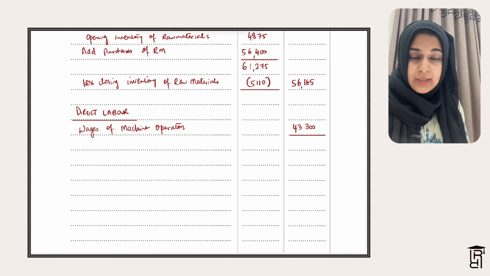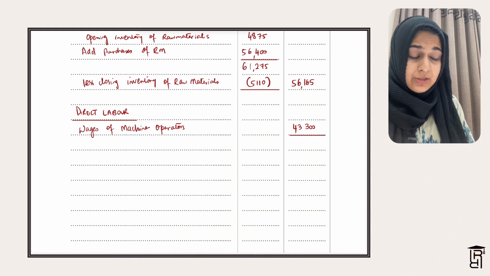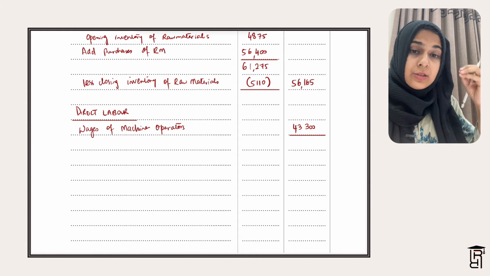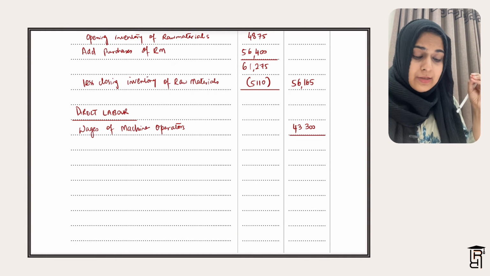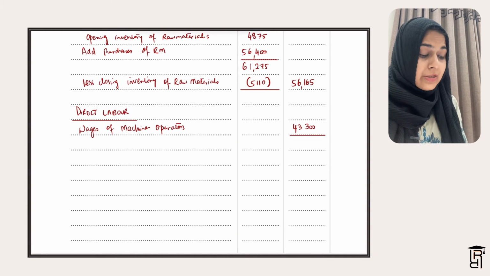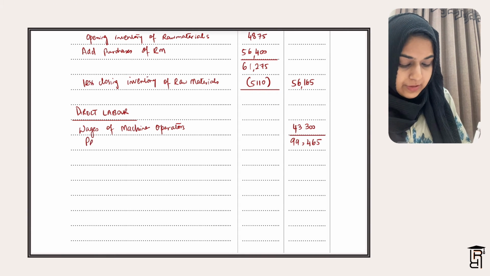please note here that we don't have any direct expenses like royalties. If we had any direct expenses like royalties, we would have added it over here before we get the prime cost. So now we'll just have prime cost. Prime cost will be a combination of raw material costs and wages of machine operators. When you add these both, you get 99,465. And this is your prime cost.